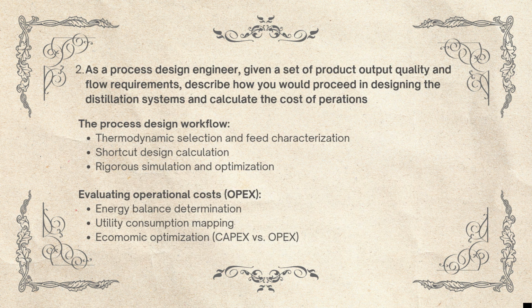Alright, so for question 2, as a process design engineer given a set of product output quality and flow requirements, describe how you would proceed in designing the distillation system and calculate the cost of operations.